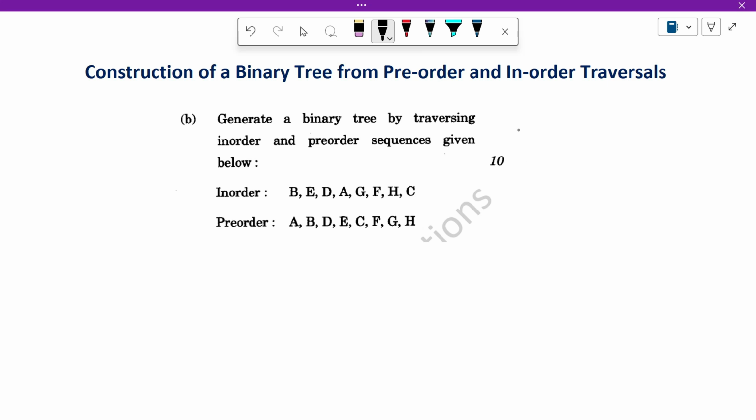This is a question that has been asked in December 2017. This question has repeated many times. It's for 10 marks and very easy. So understand how to write this.